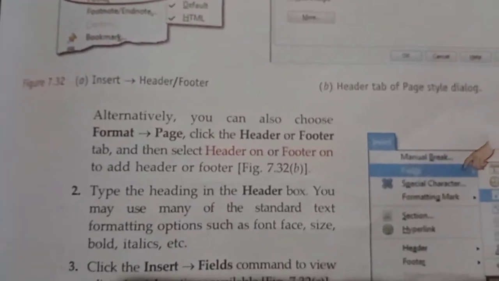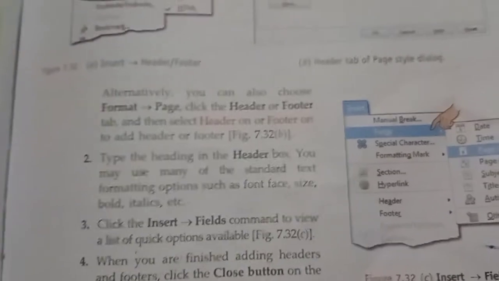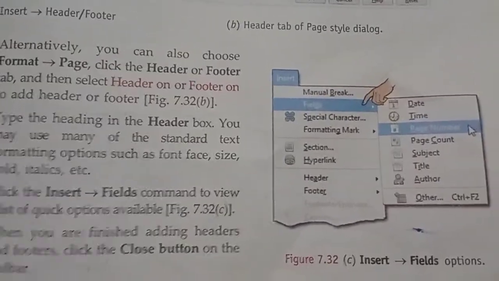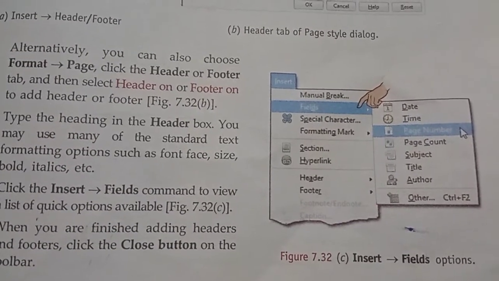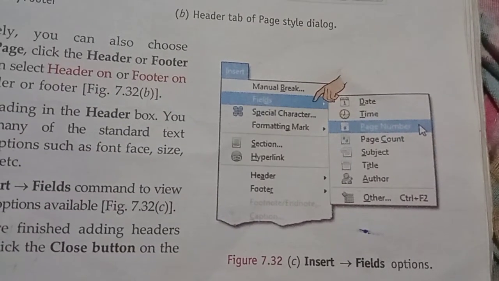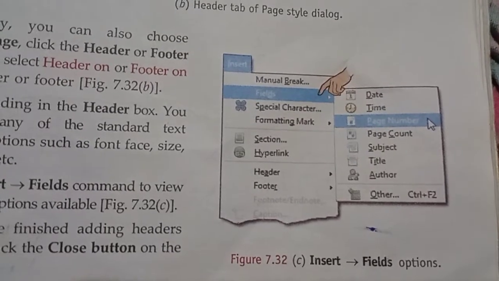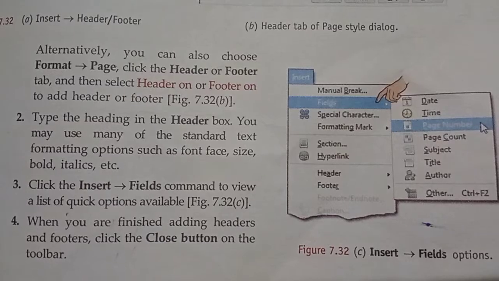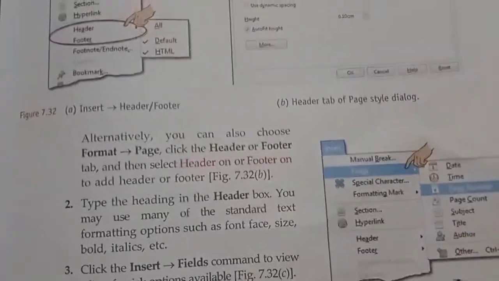Type the heading in the header box, then use the Insert Field command. A set of quick options is available, so many options are available. Here, look at Insert Field, then you can see what all things you can add: for example, page number, date, time, page count, subject, title, anything you need as a header. Then click the Close button. So this is a way of adding a header.